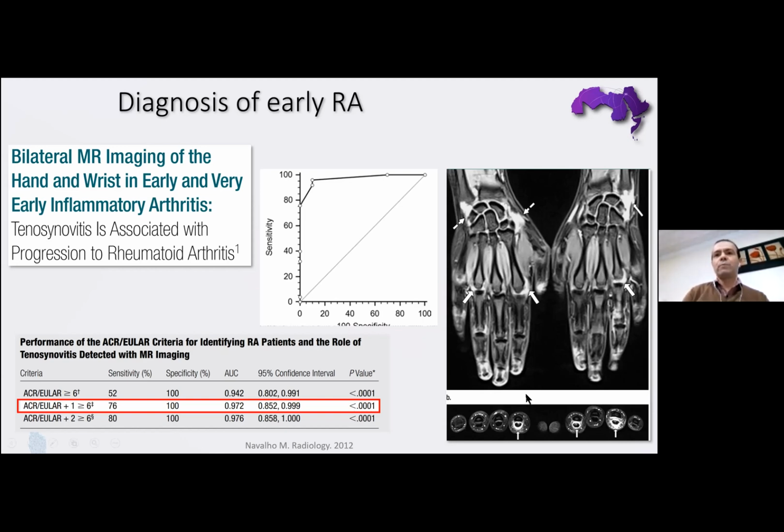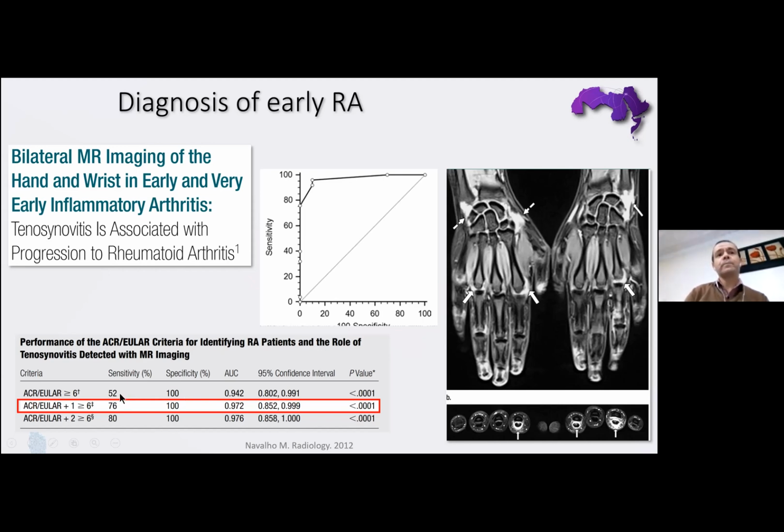They explored both hands in every patient and looked for synovitis as well as for tenosynovitis in every hand of the patient at inclusion. So here is the main result: when applying only ACR-EULAR criteria for rheumatoid arthritis and comparing it to the gold standard, which was the judgment of the expert rheumatologists, they found that the specificity of these criteria was 100% and the sensitivity was low, at 52%.